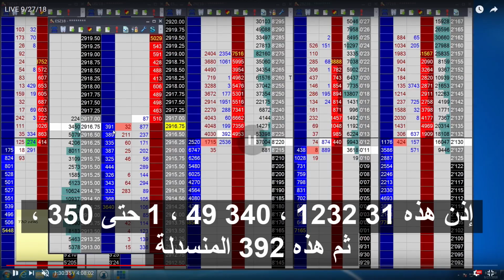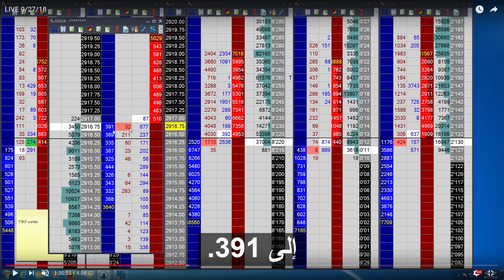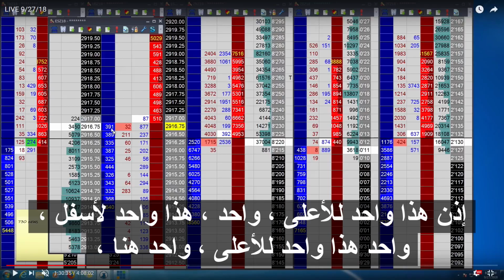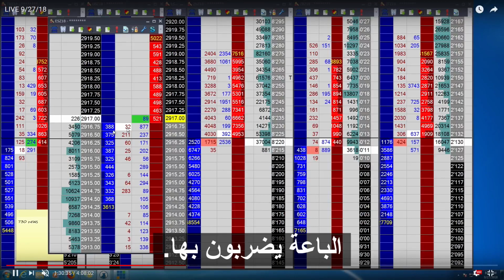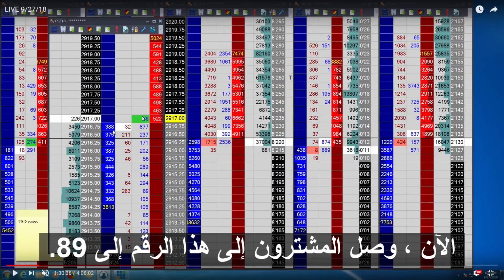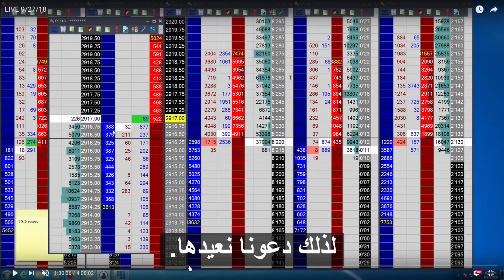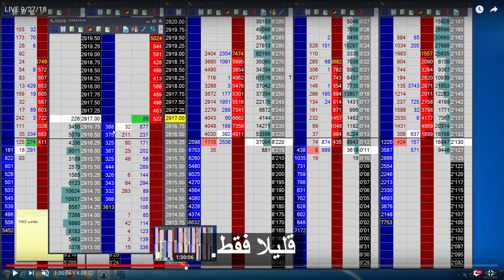So this 31 went to 32. This 349 went up to 350. And then this 392 dropped down to 391. So this went up 1, this went down 1, this went up 1 right here. Watch it. Sellers are hitting it. Oh, now buyers just hit. This went to 89. So let's rewind it just a little bit.